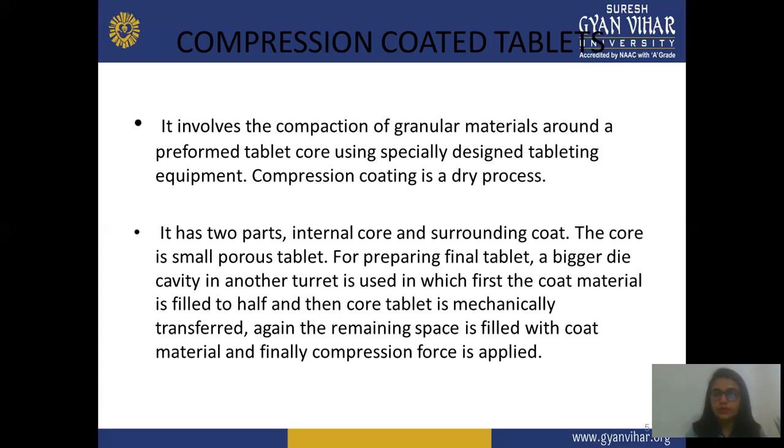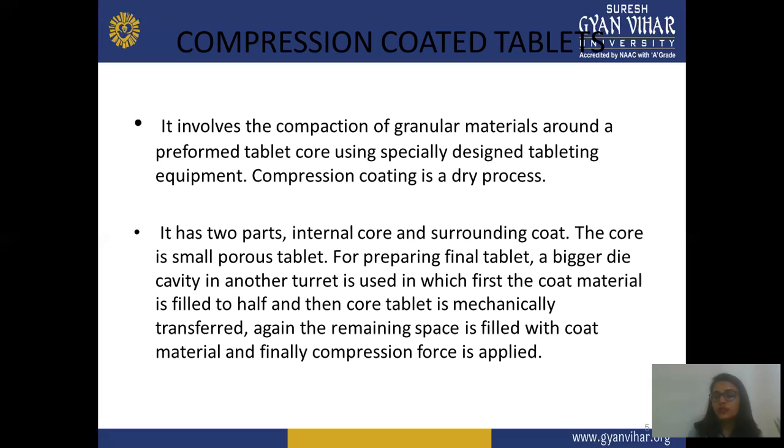For preparing the final tablet, a bigger die cavity in another turret is used, in which the first coat material is filled to half and then the coated tablet is mechanically transferred. The process is divided into two parts. First one is the internal part, and second is the surrounding core part. The core is a small porous tablet, a small portion of the tablet. Before starting this compression coating process, a bigger die cavity in another turret is used.